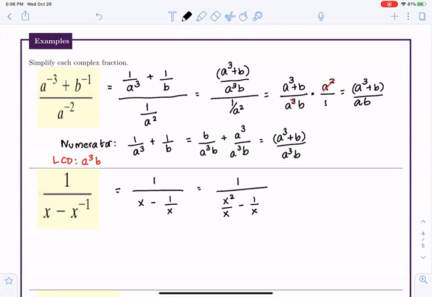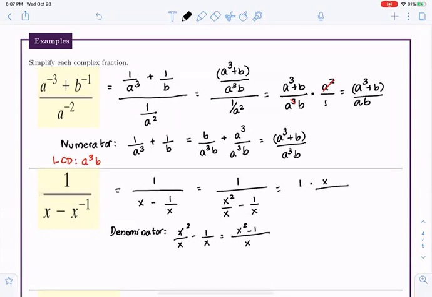So the denominator is simply x squared over x minus 1 over x, the common denominator being x. So we combine the numerators, so we would have x squared minus 1. Now we can flip and multiply with the numerator, so 1 times x over x squared minus 1, which is x over x squared minus 1.